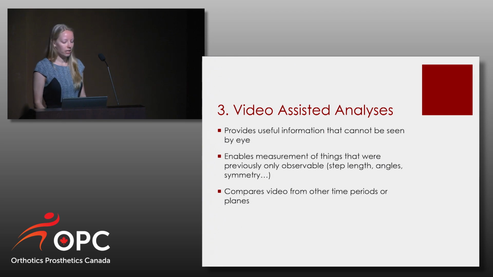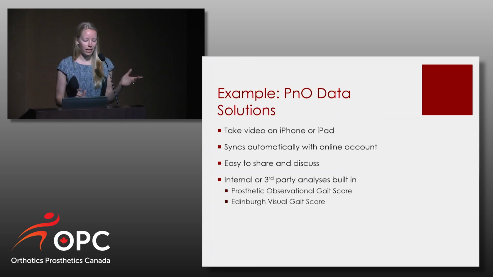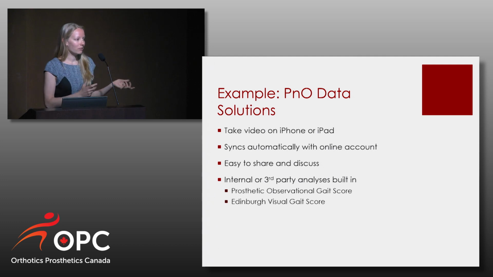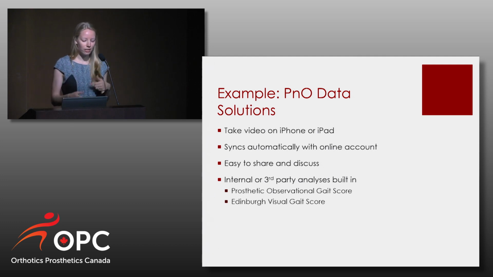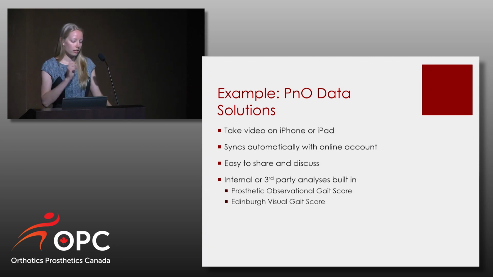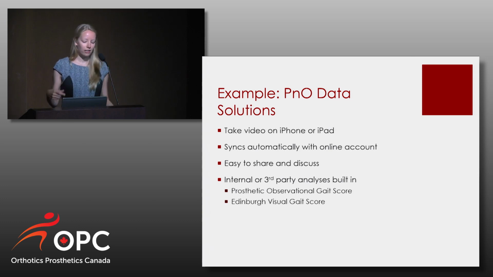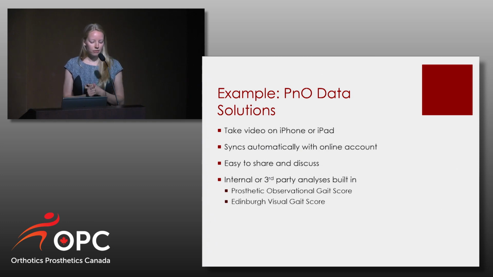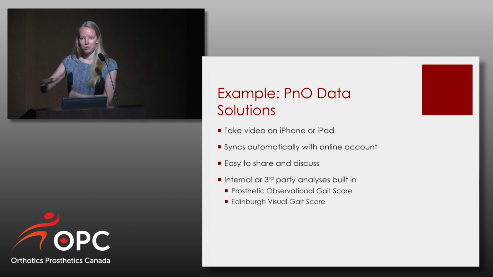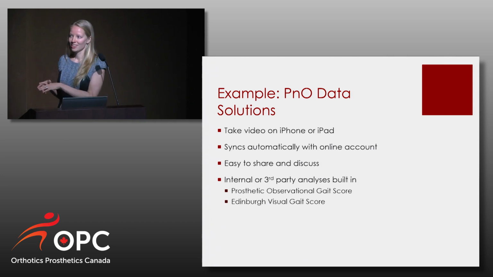So an example of this is P&O Data Solutions. You can take a video on an iPad or an iPhone, sync it automatically with your online account, and then really easily share it, discuss it, and analyze it. You can do it yourself internally, or you can have a third party analyze it for you using standardized scores: the Prosthetic Observational Gait Scale for prosthetics, or the Edinburgh Visual Gait Scale for orthotics. These are scales that give you scores based on your gait. So now gait analysis can be put into a number score that you can track over time and graph over time and do all kinds of things with it.